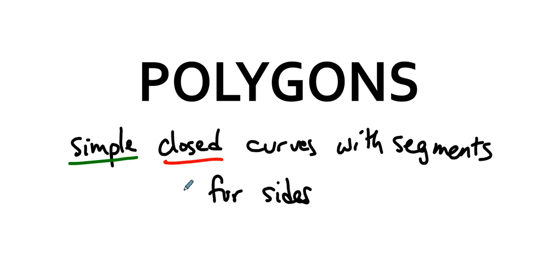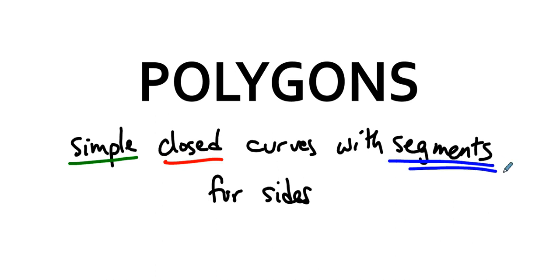Closed as opposed to open, right? And that means what you think it means. Closed means that if you follow around the outside of the figure, you can get all the way around the outside of the figure. The interior is trapped by the polygon itself. And all the sides are segments.